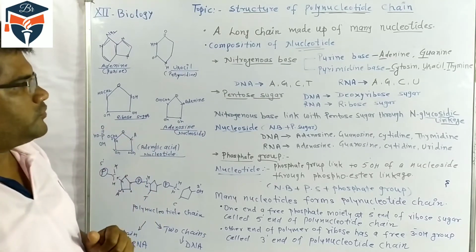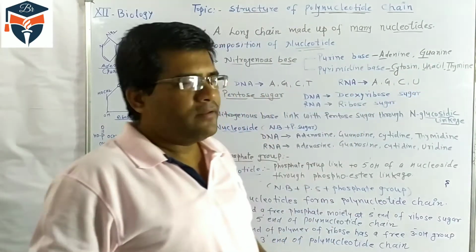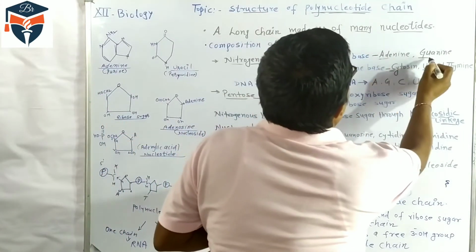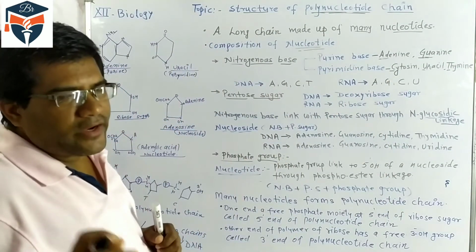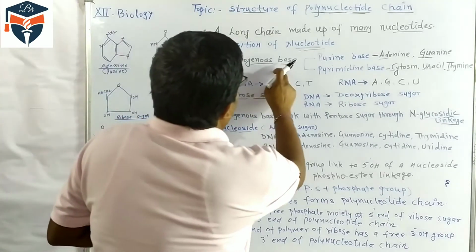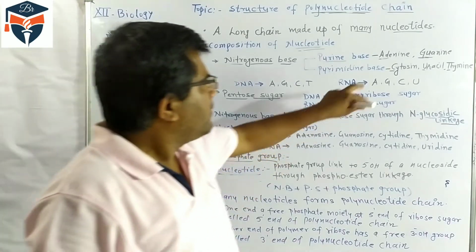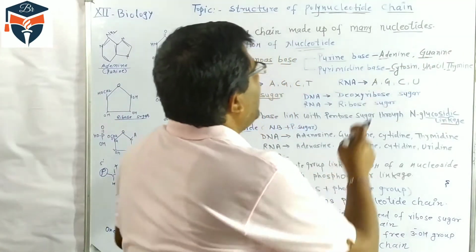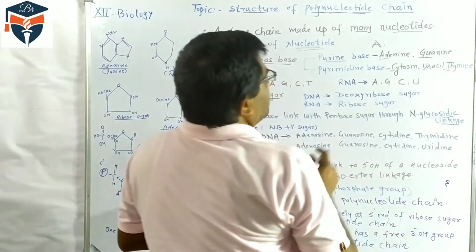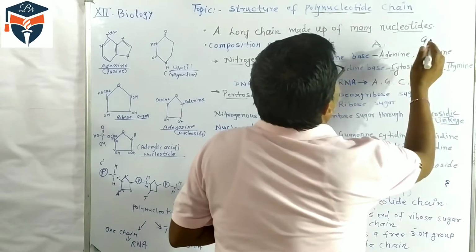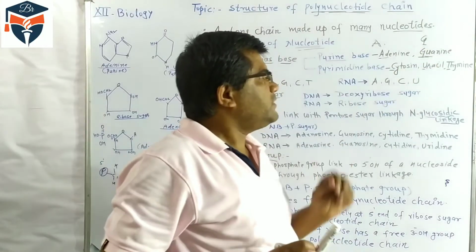In class 11th also we have learned about purine bases, adenine and guanine. Nitrogenous bases are classified into two categories. Number one, purine bases. The purine nitrogenous bases are adenine and guanine. Adenine is represented by capital A and guanine by capital G.